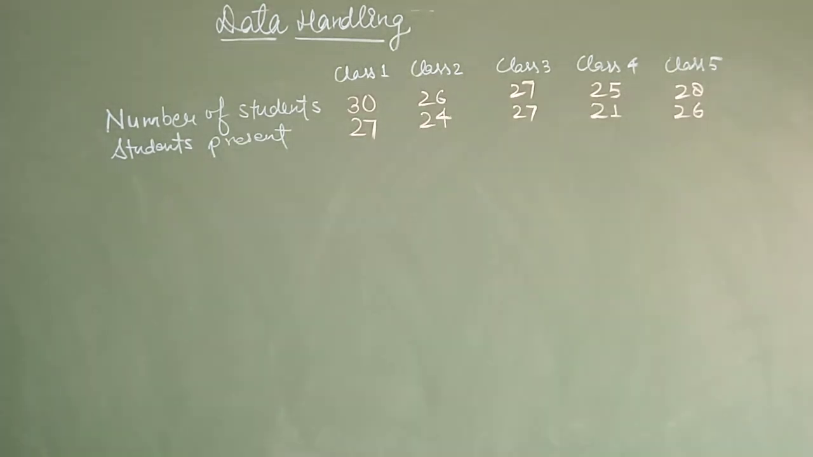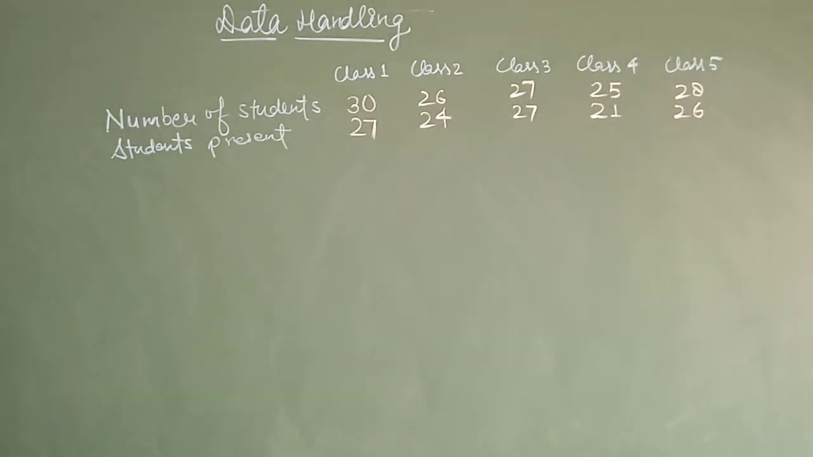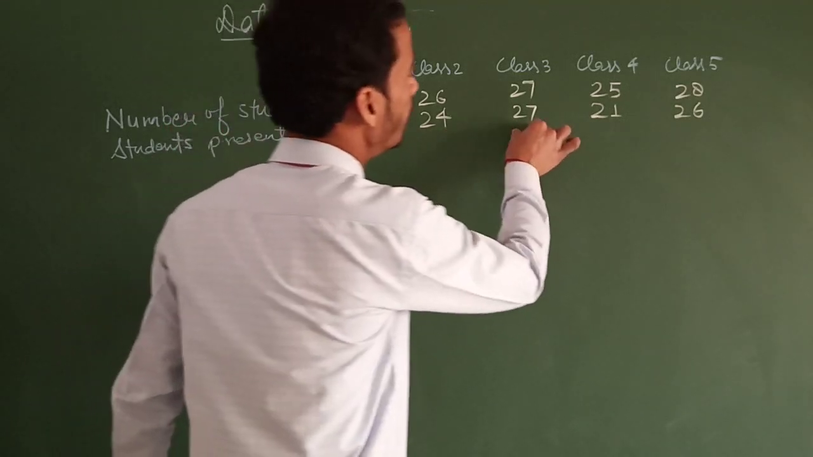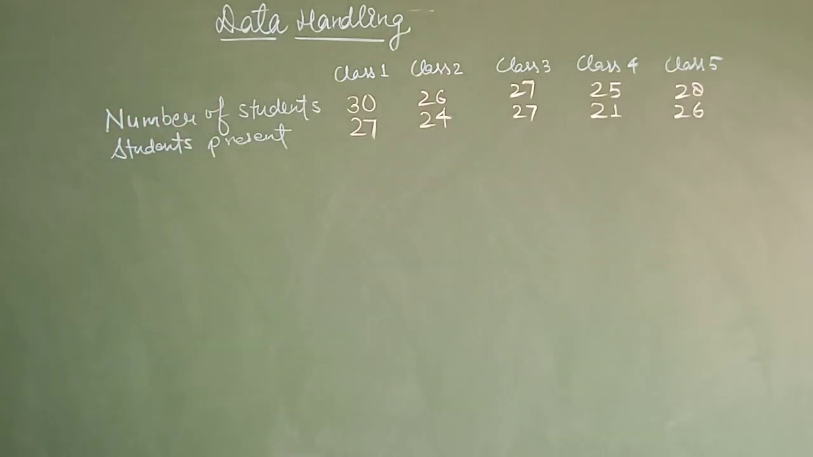How many students are there in all 5 classes? We have to add 27 plus 24 plus 27 plus 21 plus 26, and that is 136.